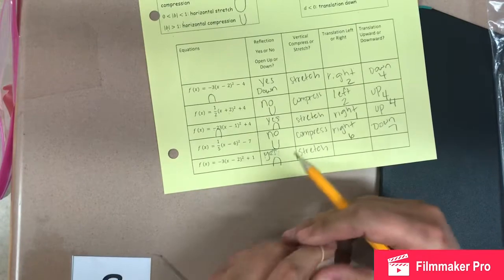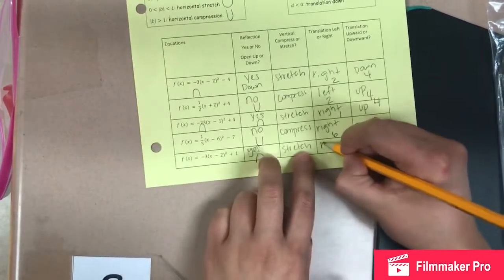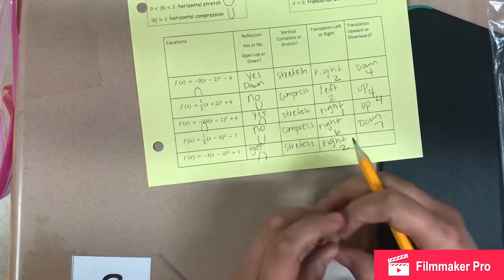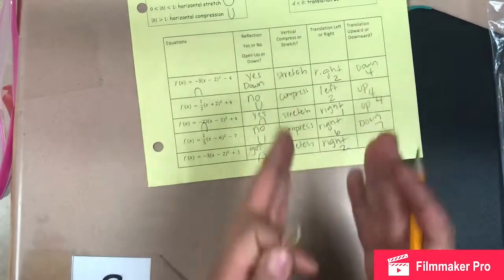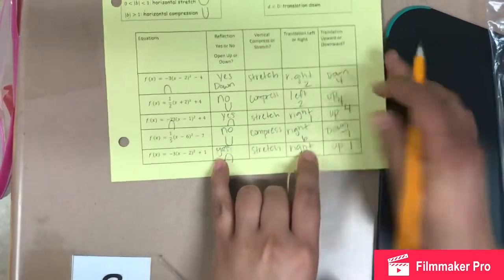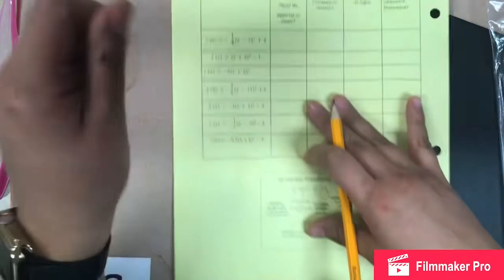Minus 2 inside the parentheses, we have to think the opposite. So instead of going left 2, it's actually going to be right 2. And since outside the parentheses is plus 1, outside the parentheses is the y value, so that's up and down. And since it's positive 1, we're going to go up 1. Okay, so this is just more practice. This is exactly what you're going to see on your assignment, so it's good to know.